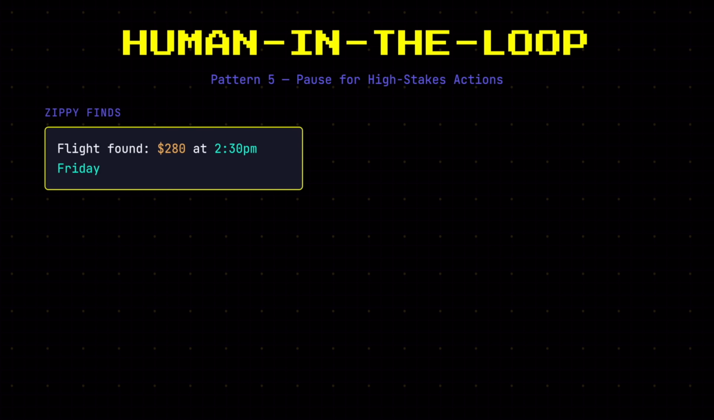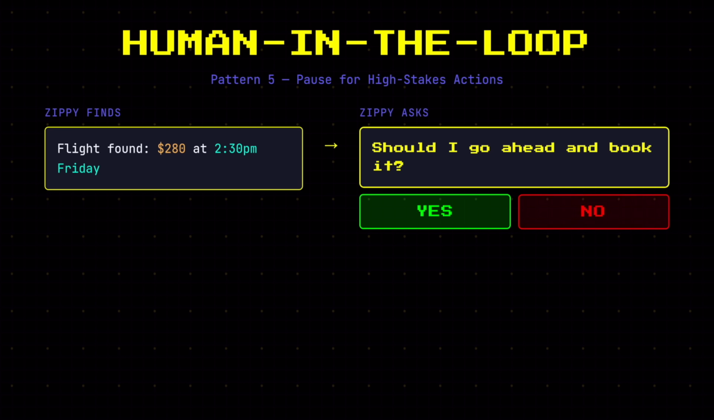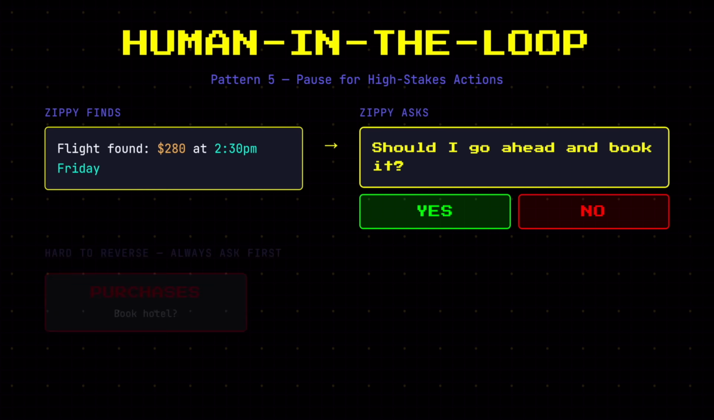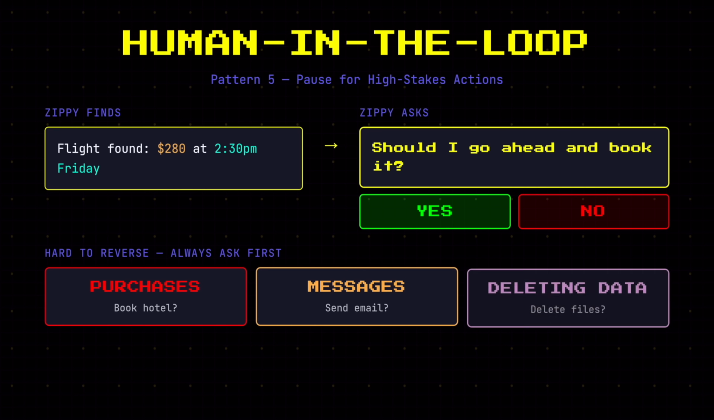Zippy found a flight for $280, but instead of booking it automatically, he pauses and checks first. I found a flight for $280 at 2:30 p.m. on Friday. Should I go ahead and book it? And only proceeds when the user confirms. This is especially important for actions that are hard to reverse, making purchases, sending messages, deleting data. OpenClaw implements this through its permission system, requiring user approval for sensitive operations.